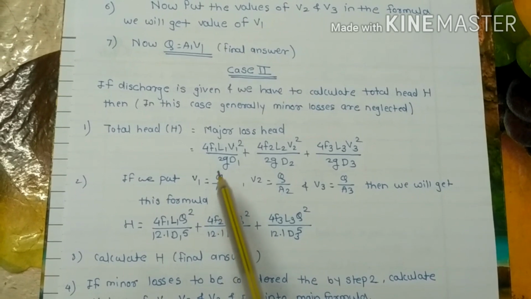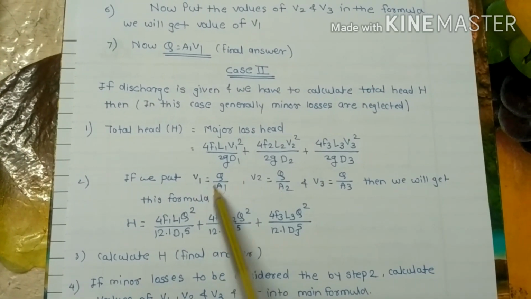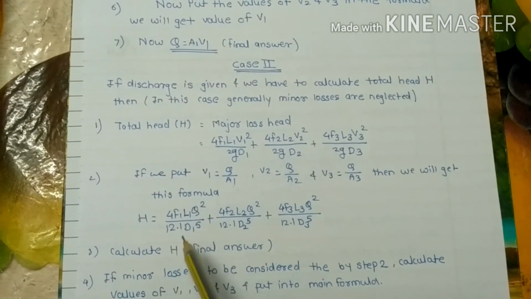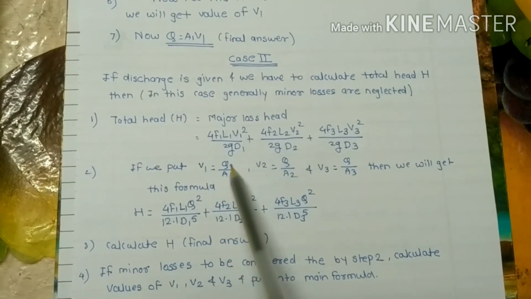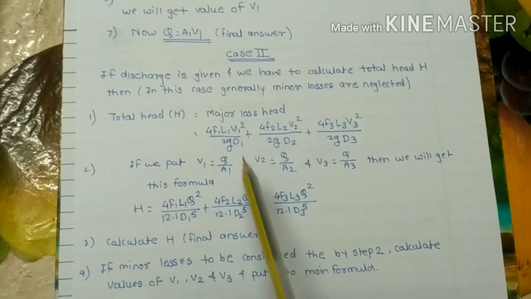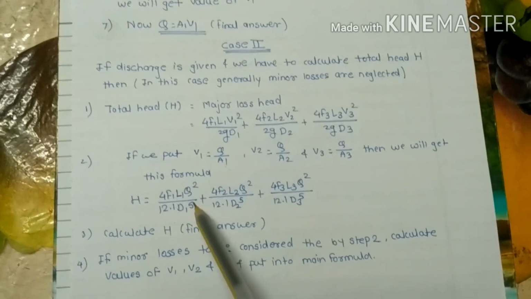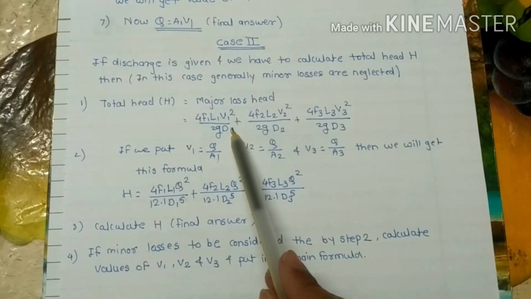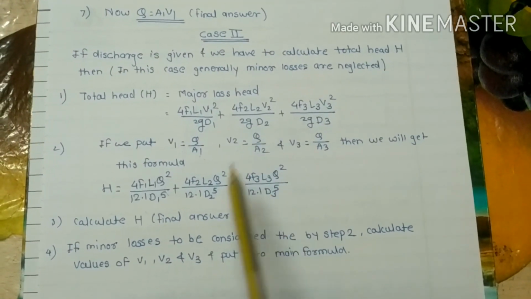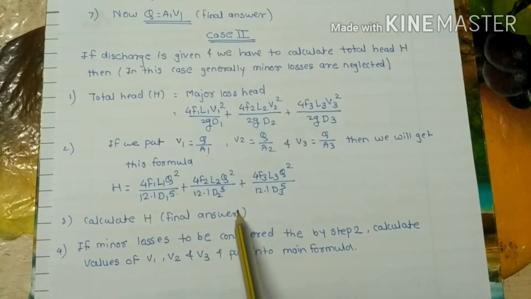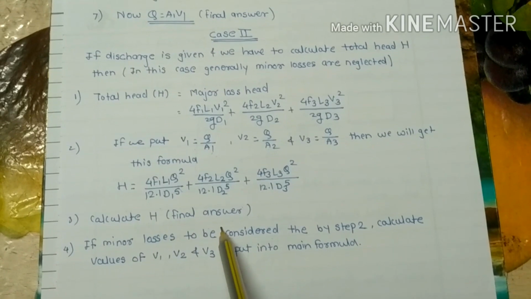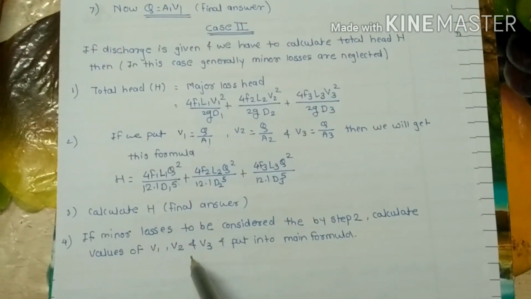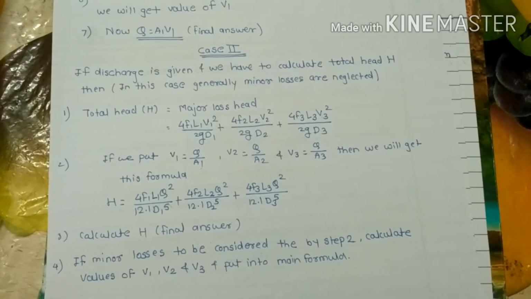Then Q is known to us, A1 is known to us, so we can find the values of V1, V2, V3 and put them in the formula, or there is another formula which I have shared. If you put this value of V1 here, you will get this formula. So you can remember two formulas, or you can remember only one formula and find the answer separately and put it into this. Whatever is easy for you, do that. After finding this, just calculate H and this is your final answer. If minor losses are to be considered, then by step 2, find all the velocities and put them into the minor loss formula also, and easily you can calculate the total.